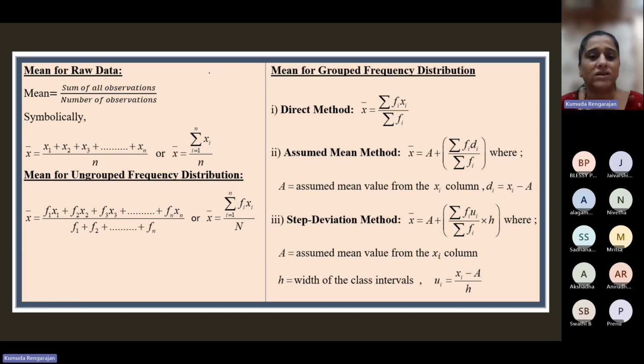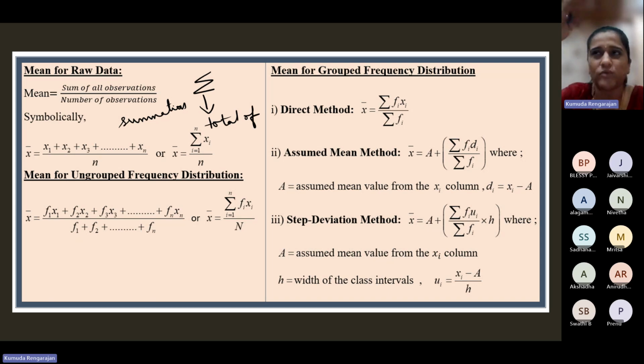Okay. So now what does sigma stand for? What does this symbol mean in statistics? It means total of, or summation, or total of something. Sigma means total of something, total of some column. Summation, adding the sum of a set of values.